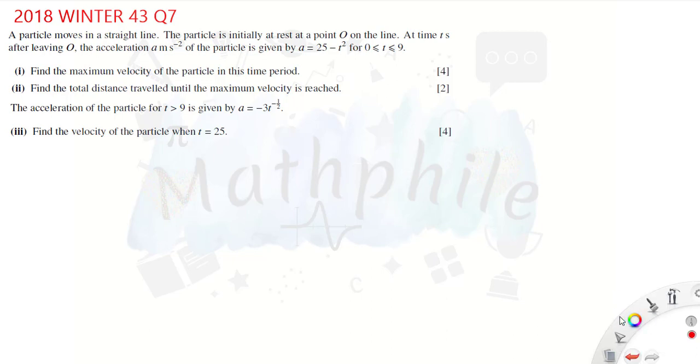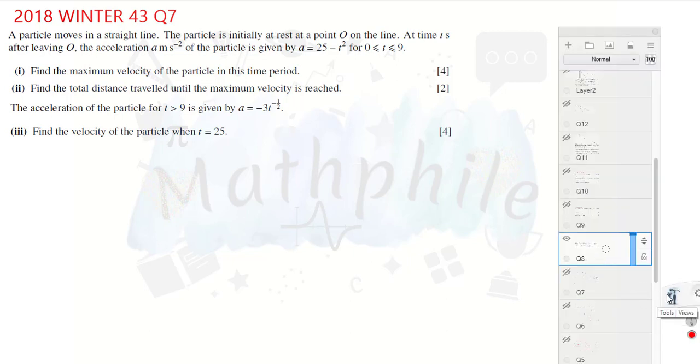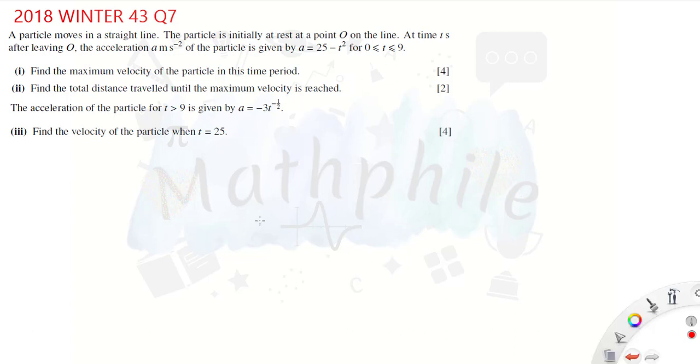Can you see my screen, please? Yes, I can see it. I can't find the question, because I solved all the questions I took screenshots of. I've seen this question: a particle moves in a straight line. The particle is initially at rest at point O. Okay, let's solve it, since you can't find it. Is that okay?